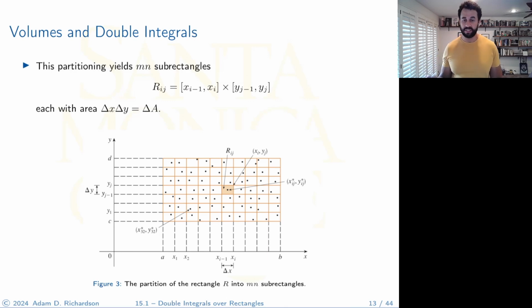Now, because we chose the partition to be uniform, the area of each one of these rectangles is delta x times delta y. So quite literally, width times height, or maybe I should say length times width. And then you get the area, and that area we're calling delta A, right?